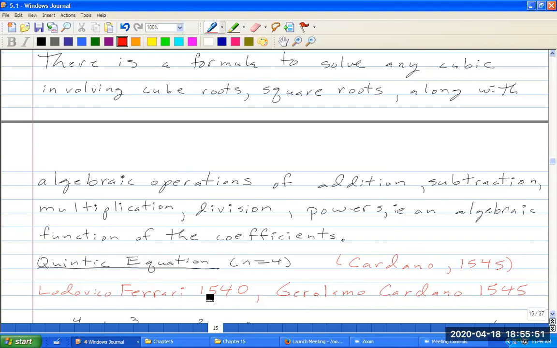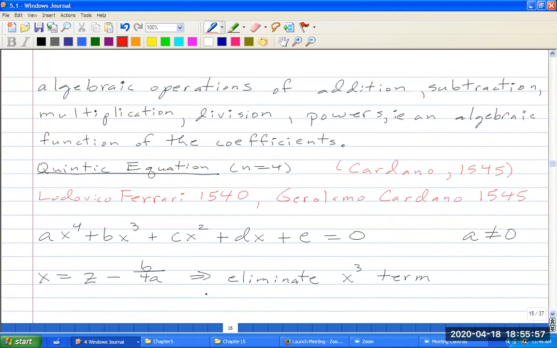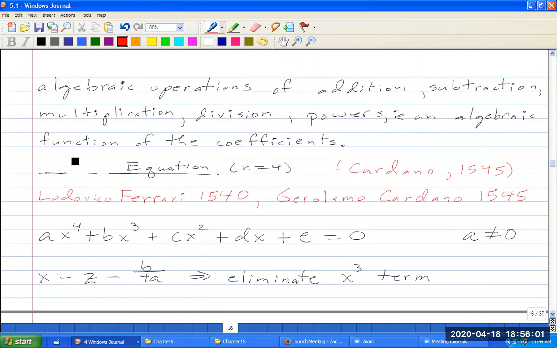Okay. Let's look at the quartic. Why is it quintic? The quartic equation. The quartic equation.